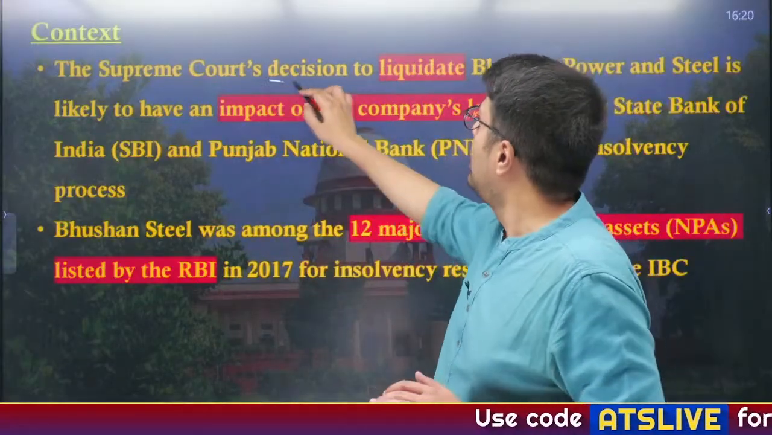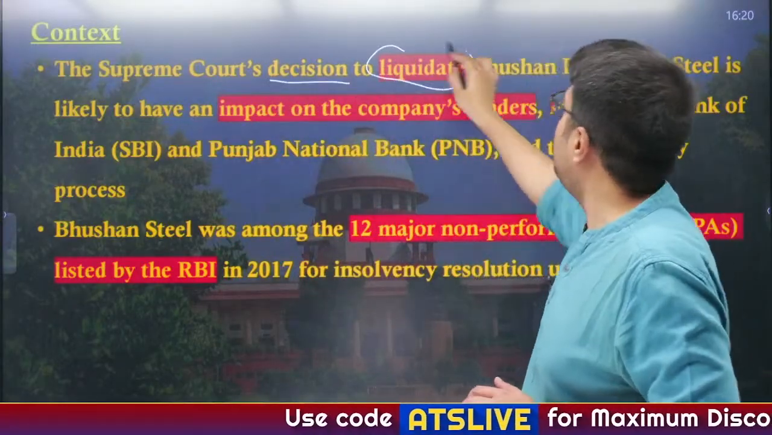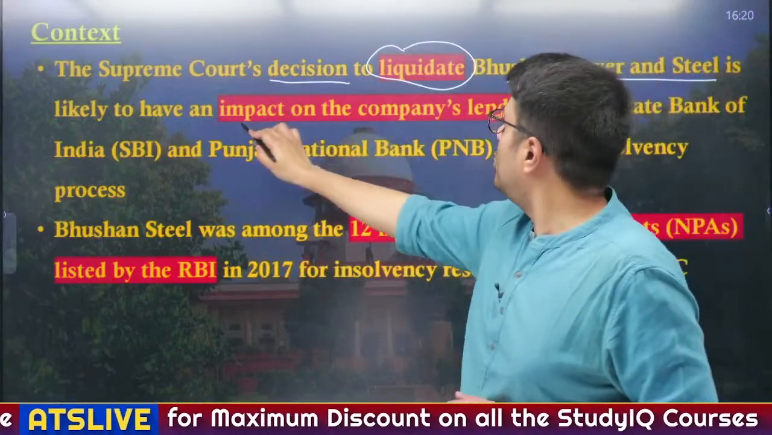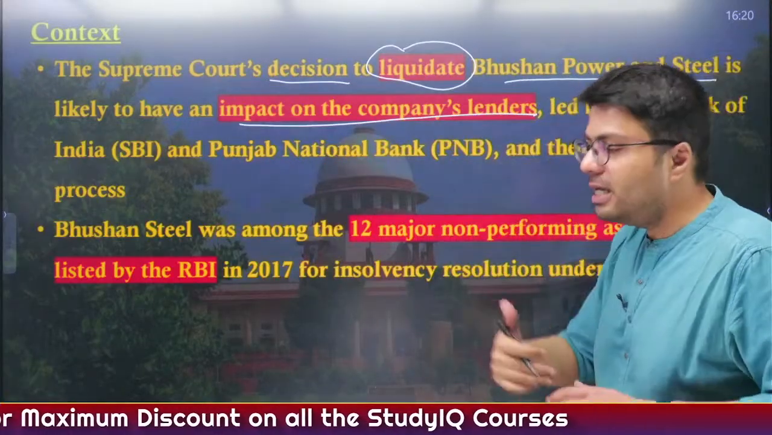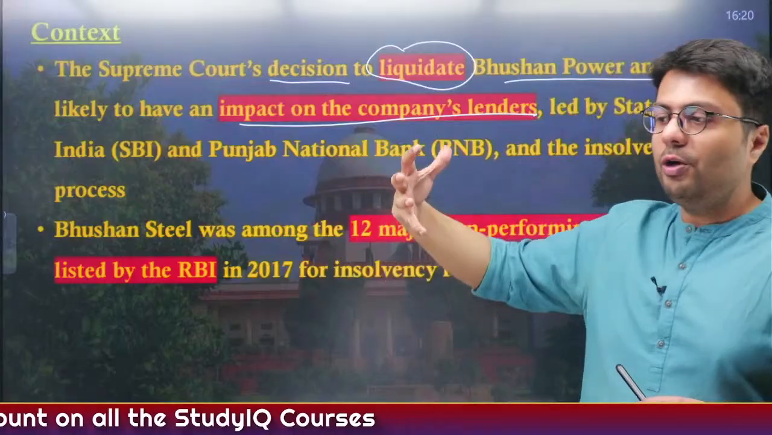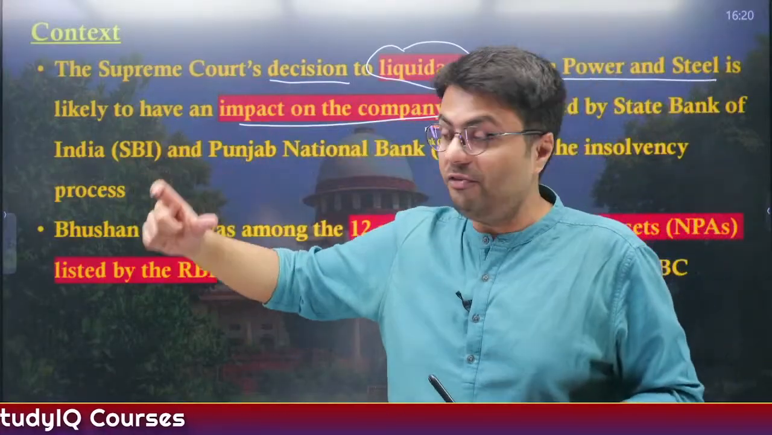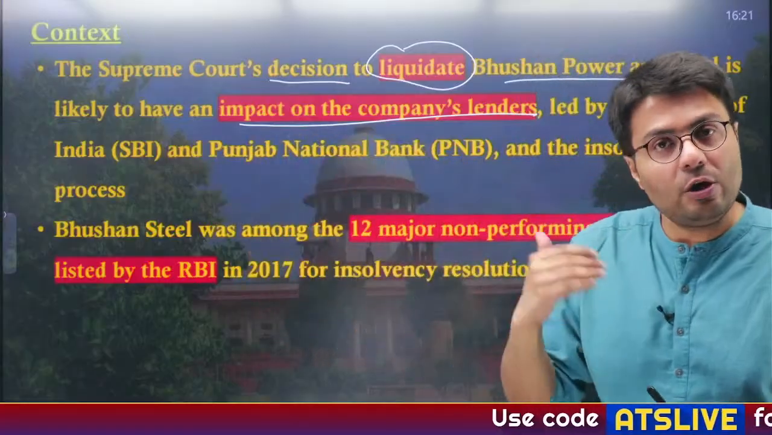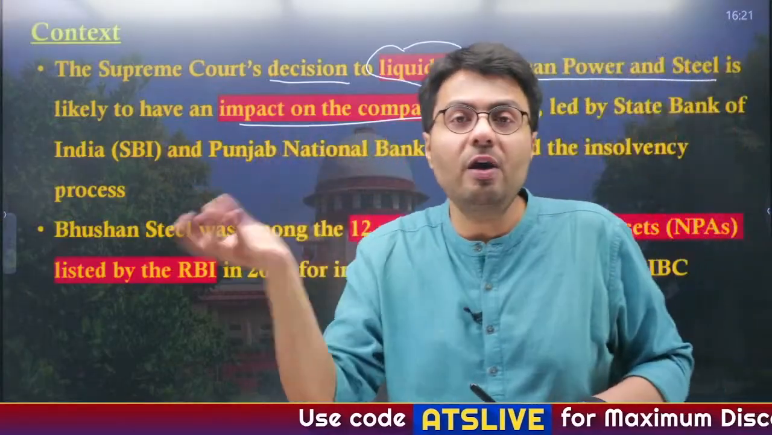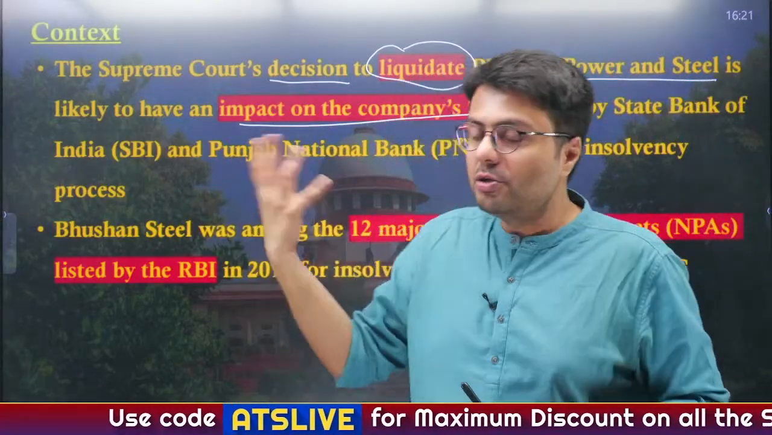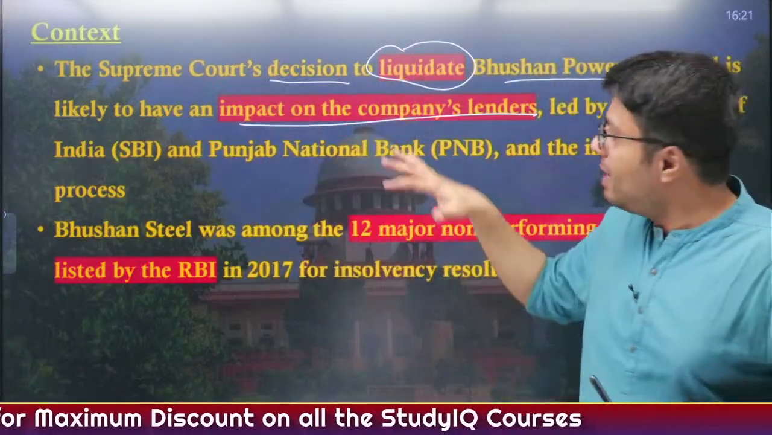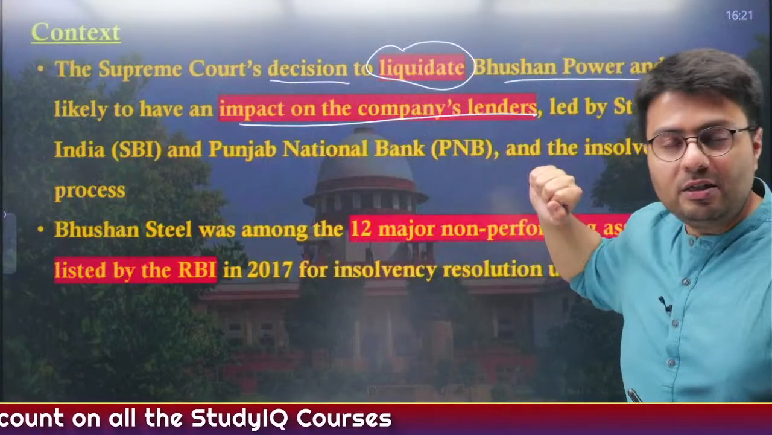Now, the Supreme Court has made a decision to liquidate the assets of Bhushan Power and Steel, which is likely to have an impact on the company's lenders, because you understand, if a company wants to expand its business or undertake construction of a new factory, it would automatically need loans. But what if that company goes defunct? What if that company stops working? So naturally the banks that have extended the loans have no way to get their money back. And this is what happened with the IBC code also, right?